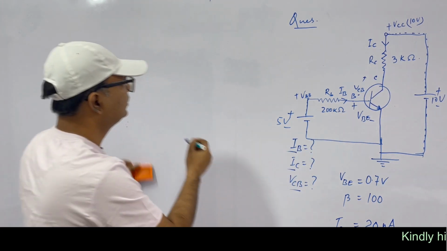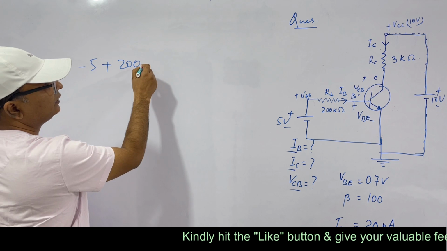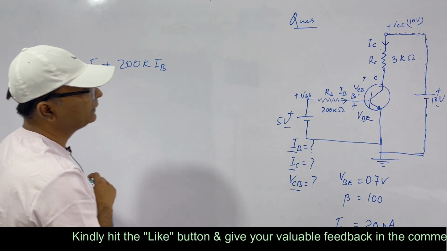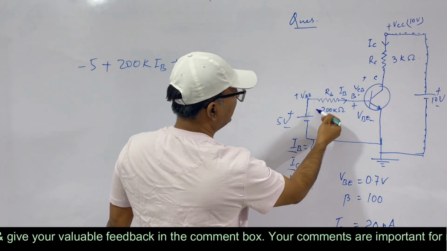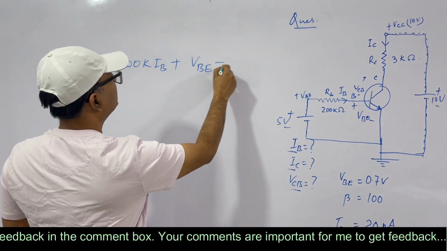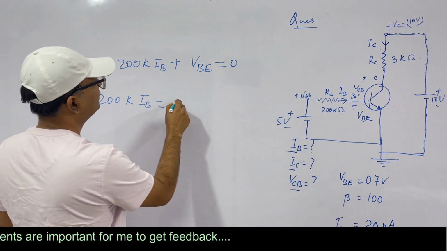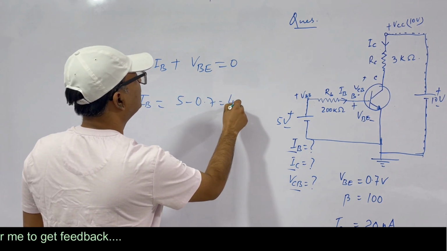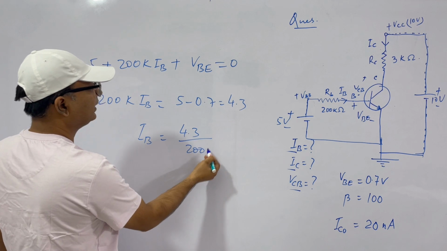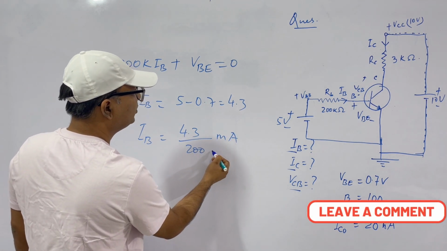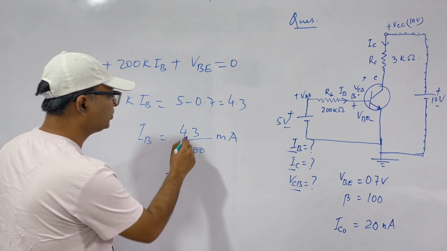In this loop, we can say this is minus 5 plus 200 K into IB, plus VBE. See this, minus 5, 200 K into IB plus VBE is equal to 0. And VBE is given 0.7. Therefore, 200 K into IB is 5 minus 0.7, that is 4.3. Therefore, IB will be 4.3 by 200 K. K becomes milli here. 10 to the power 3 in the denominator becomes 10 to the power minus 3 in the numerator. That is milliampere. So, we have to find 4.3 by 200.